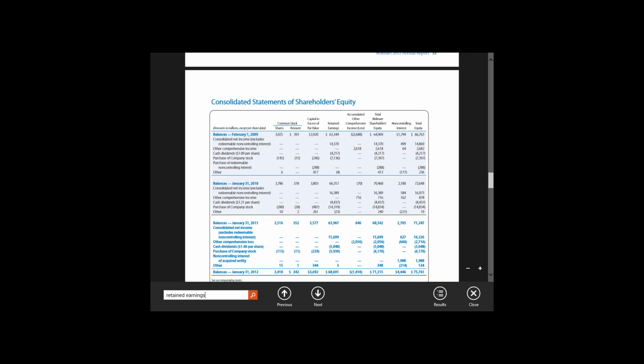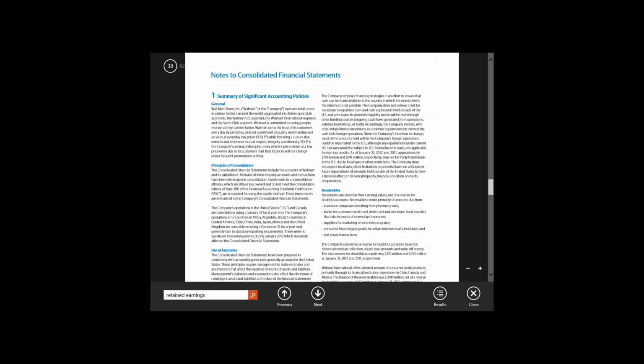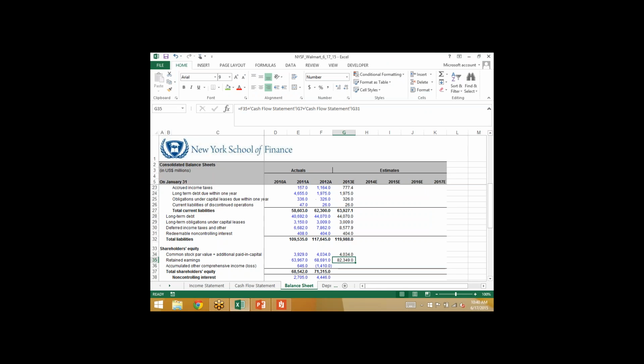I think it's right here. No. Okay, well, it was in the book.